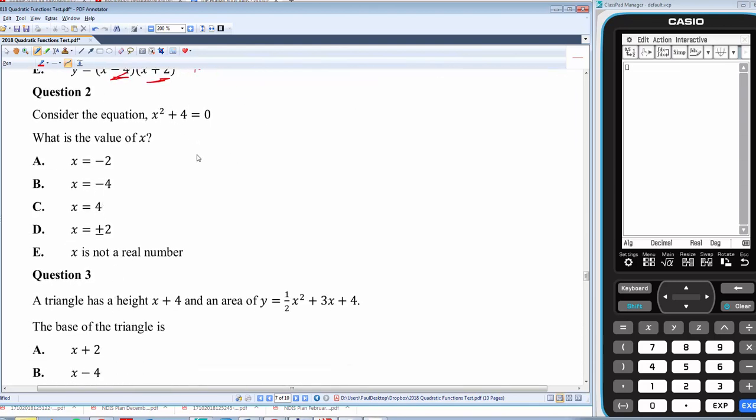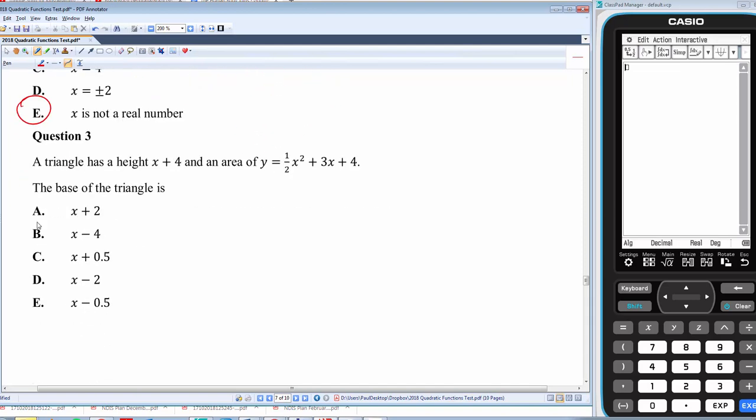Okay, we've got this one here, x squared plus 4 equals 0, and what we want to do is work out the value of x. That's x squared equals negative 4, square root, can't square root a negative number, x is not a real number.